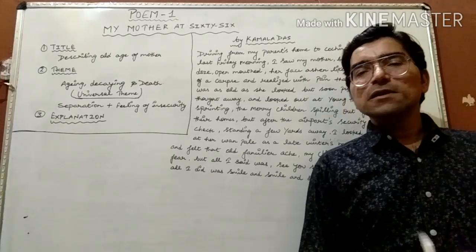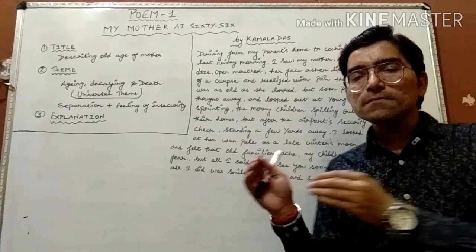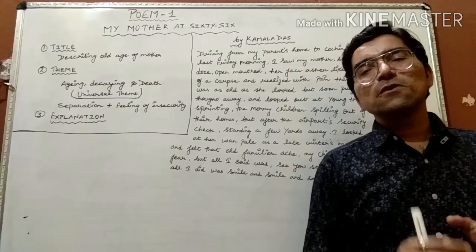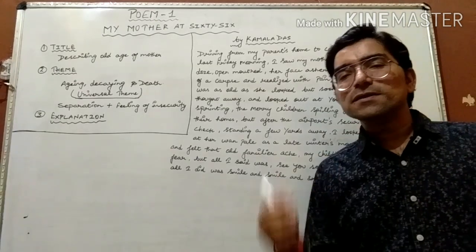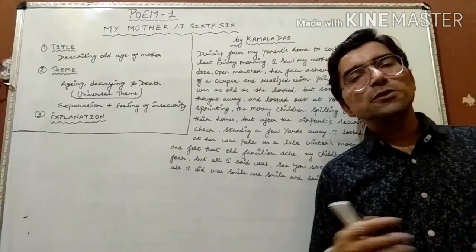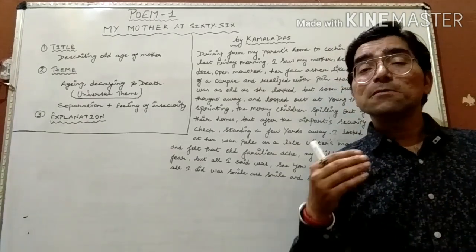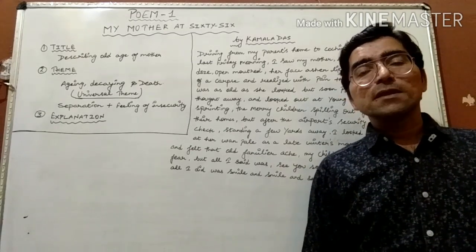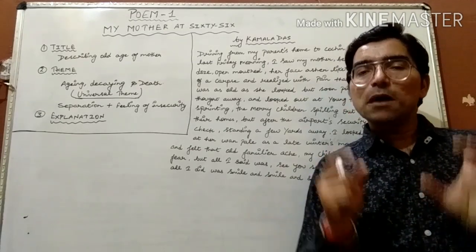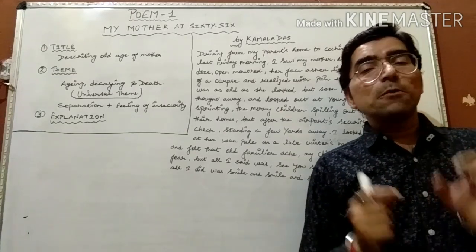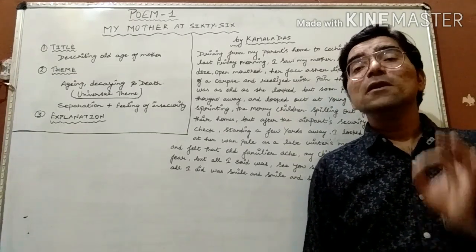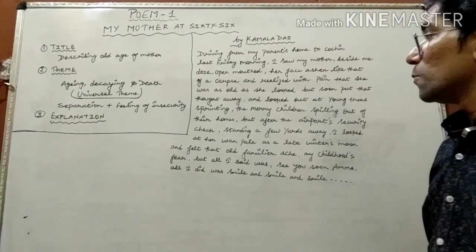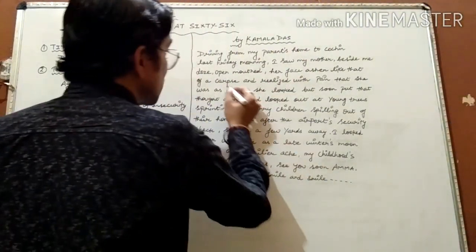And while her mother was sitting beside her, the poet looks at the face of her mother. And when she looks at the face of her mother, what does she notice? She notices that her mother is sleeping. The mother is sleeping with her mouth wide open, like that of a corpse. As you can see, the word used here is corpse.